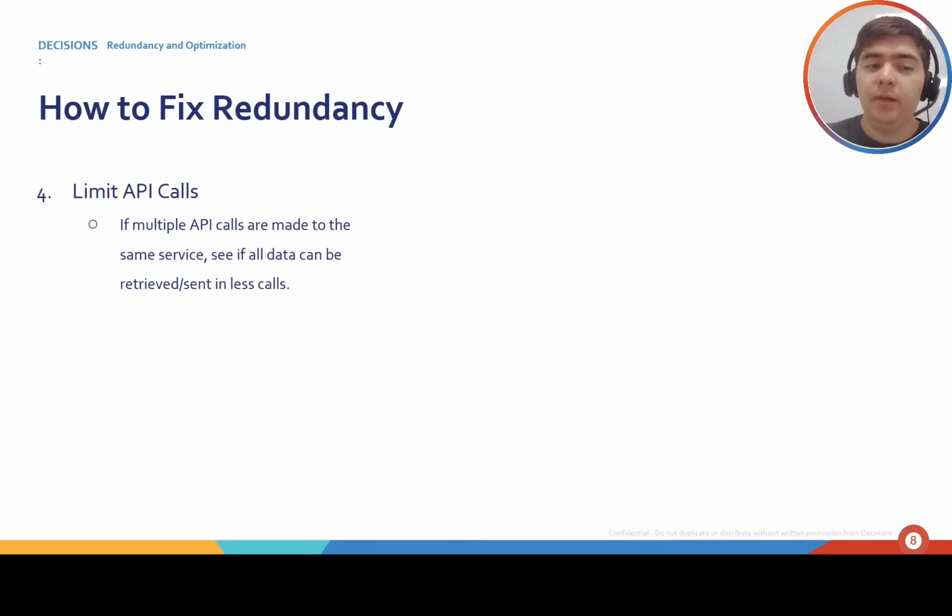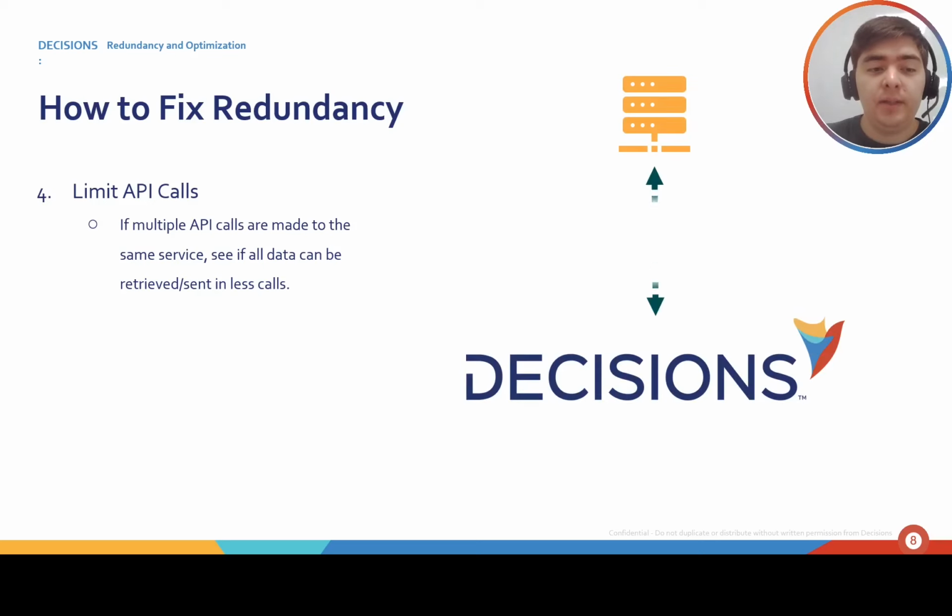Fourthly, you want to limit your API calls. If multiple API calls are made to the same service, see if that data can be retrieved or sent in fewer calls. If you are calling the same service multiple times for selective operations to pull information into decisions, see if you can get all that information in one call instead of calling a service multiple times, saving you both time and money.